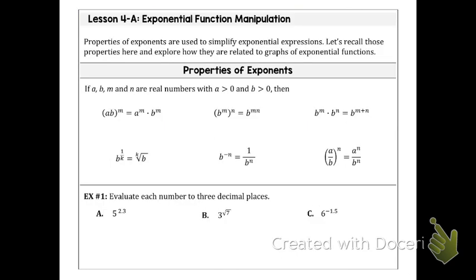Alright, so the properties of exponents are used to simplify exponential expressions. Let's recall those properties here and explore how they're related to graphs of exponential functions. And so if you remember when you learned about the properties of exponents, when you have two things being multiplied or divided inside of a parenthesis, you can take the exponent on the outside and distribute it to both of them.